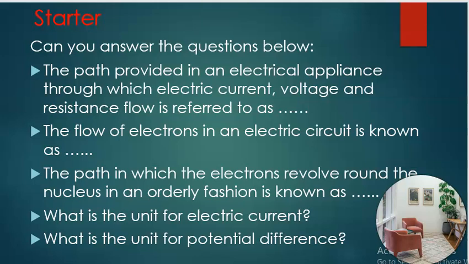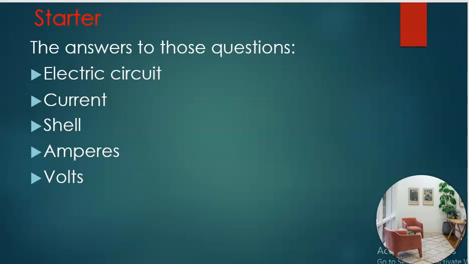Alright? These are the answers to the questions. Number 1 is electric circuit. Number 2 is current. Number 3 is shell. Number 4 is amperes. And number 5 is volts.